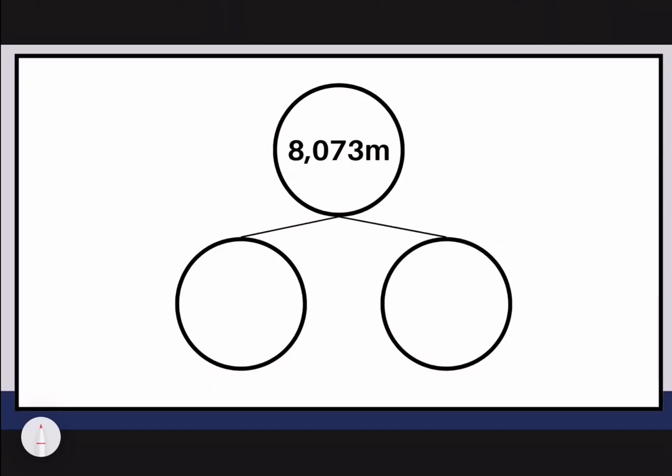Let's try this one. Reminder, 1,000 meters is equal to 1 kilometer. I have 8 thousands, which means I have 8 kilometers. That would be like taking out the 8,000 meters, leaving me with 73 meters.